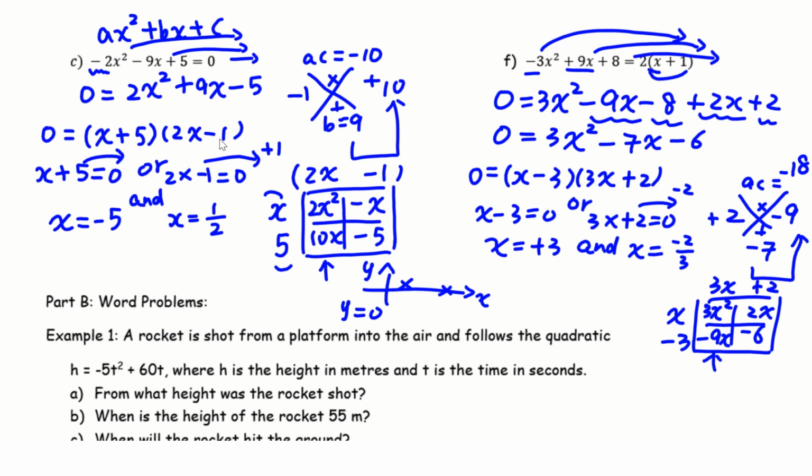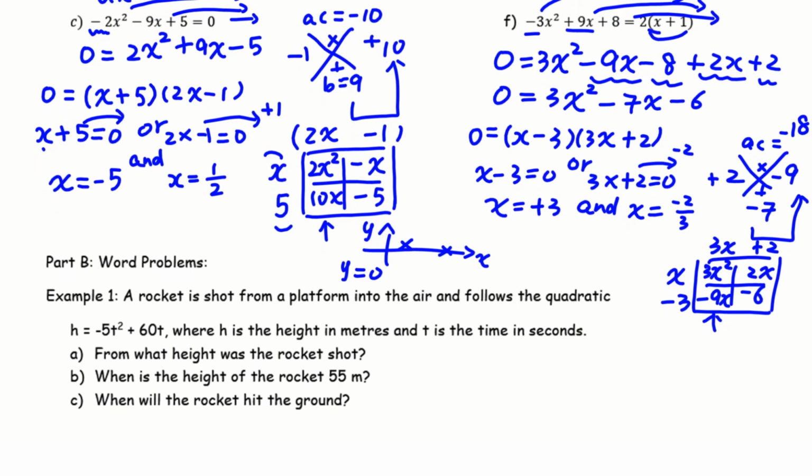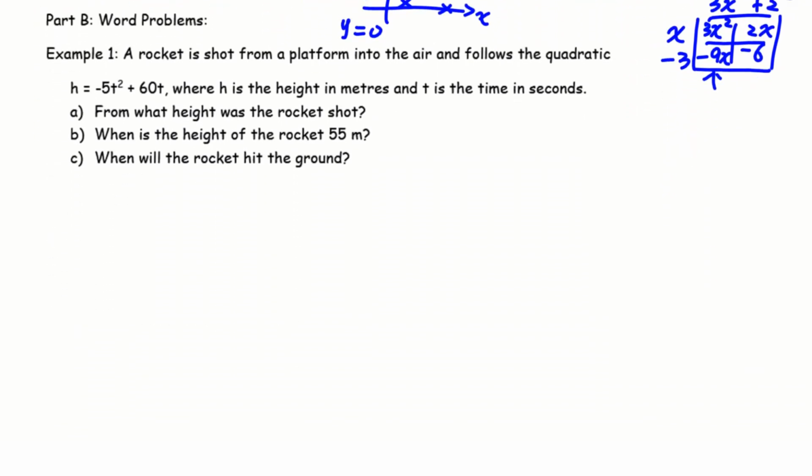So factor it first, then each bracket equals 0. Then solve the linear equation by isolating x. Do the opposite operation, move the numbers to the other side. Plus becomes minus, minus becomes plus, multiplication becomes divide. Okay? And part B is a word problem.